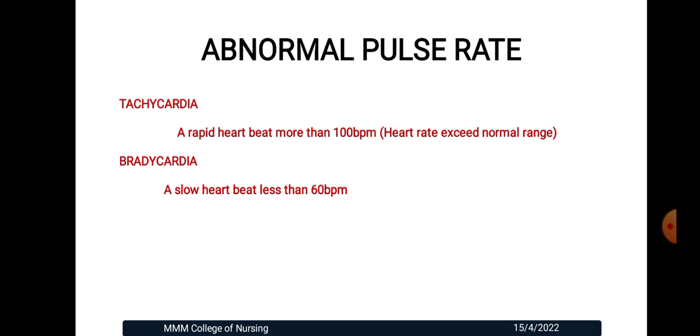In abnormal pulse rate, there are two types: tachycardia and bradycardia. Tachycardia is a rapid heartbeat of more than 100 beats per minute, that is, the heart rate exceeds the normal range. Bradycardia is a slow heartbeat of less than 60 beats per minute.